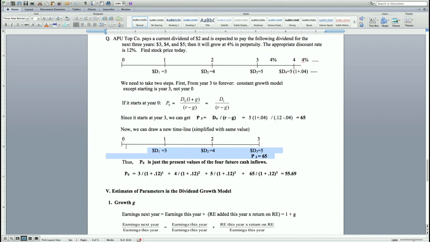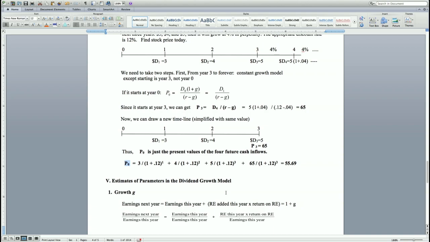Calculating $3 value today, $4 value today, $5 value today, 65 value today, and simply add all of them. So those 4 cash inflows today value is $55.69. That's the stock price today. Either you can sell or you can buy, but the good number or theoretical price is $55.69.